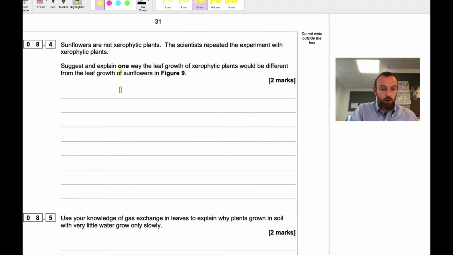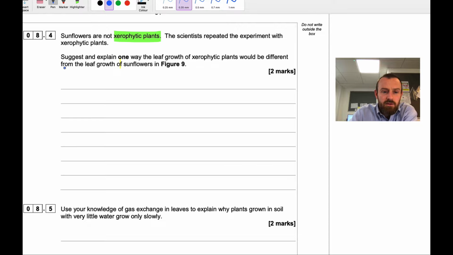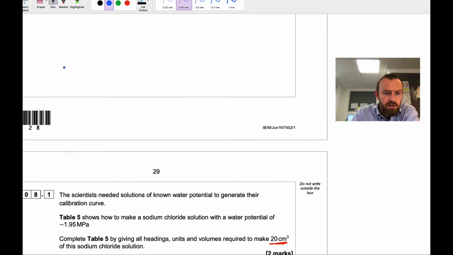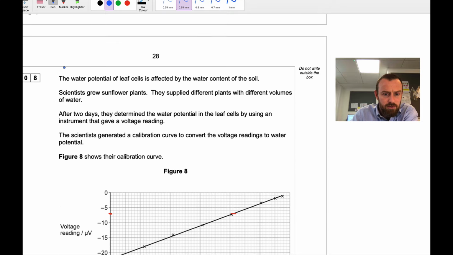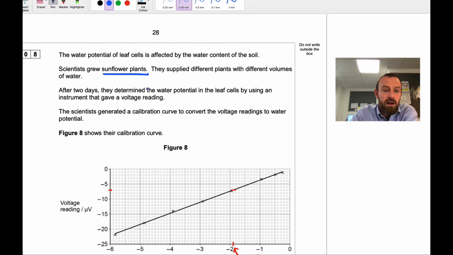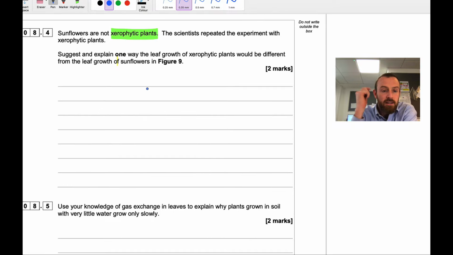On we go. 8.4. Still on question 8. Sunflowers are not xerophytic plants. Xerophytic plant, this is something like a cactus, a plant that is adapted for dry environments or habitats. The scientists repeated the experiment with xerophytic plants. Okay, so the first bit of this experiment I'd actually forgotten was all about sunflowers, was it? I'm going to go back up to the top. Okay, so the whole experiment up till now has been about sunflower plants, not xerophytes. But now we're going to talk about xerophytes.